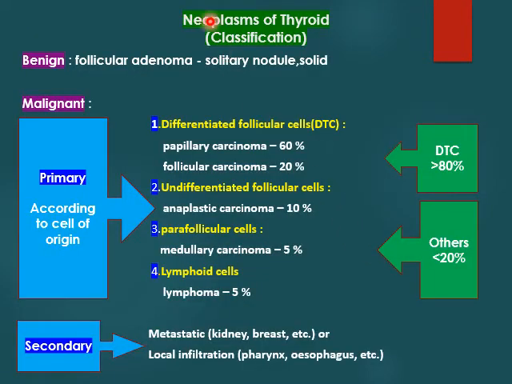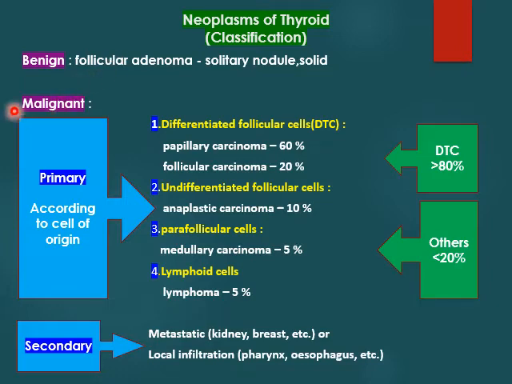Next, we come to the neoplasms of the thyroid gland. There are two broad classifications, benign and malignant. The benign tumors basically consist of the follicular adenoma, which is usually in the form of a solitary thyroid nodule, which is solid in consistency. Okay, so this is a benign adenoma, and the treatment is just local excision or lobectomy.